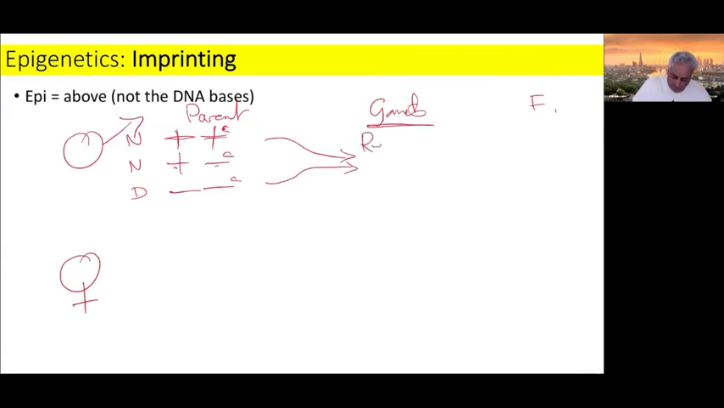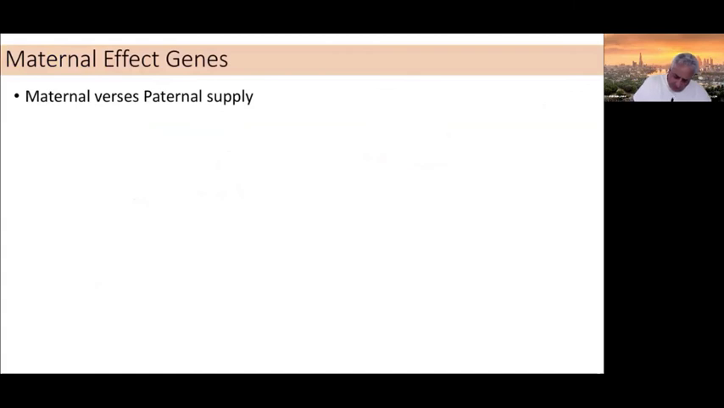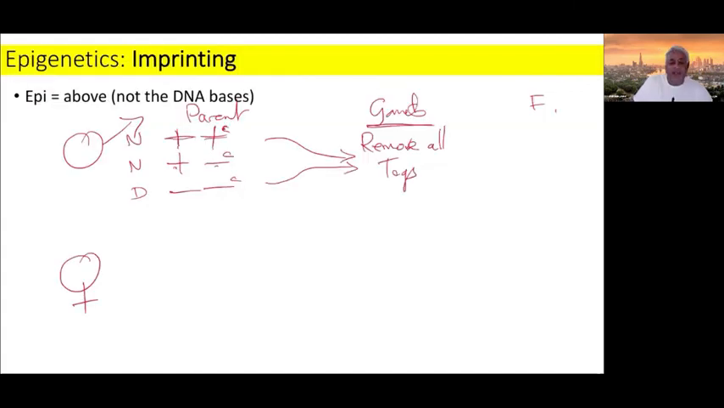So remove all tags. So all the methyl groups are removed from this gene. And therefore, it doesn't matter what we have next, everything is untagged.